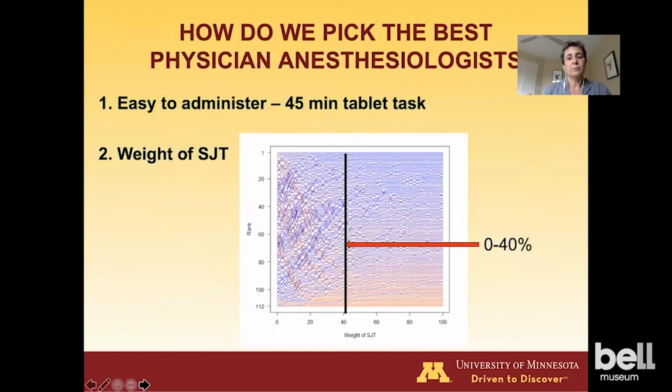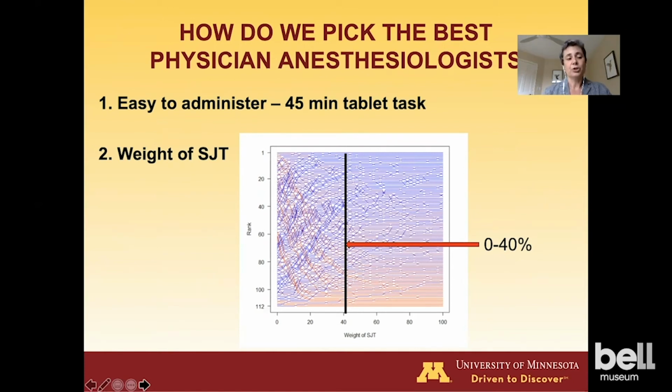Our study determined the following. It is relatively easy to administer situational judgment tests, so there's not an obstacle to implementing this. It takes about 45 minutes on a tablet. And as we were weighting the situational judgment test to a different degree, from 0 to 100%, we determined that in the range between 0 and 40, there is quite a bit of movement of resident rank, either upward or downward.